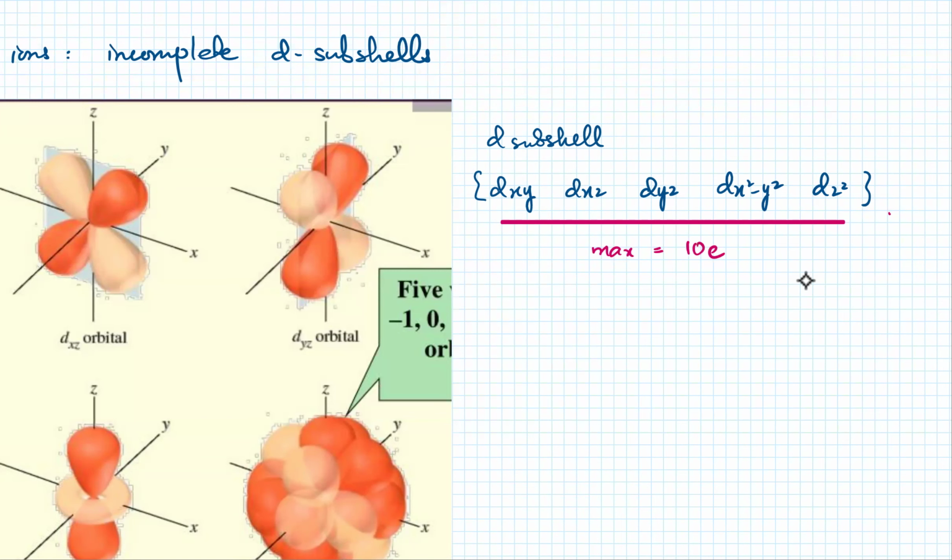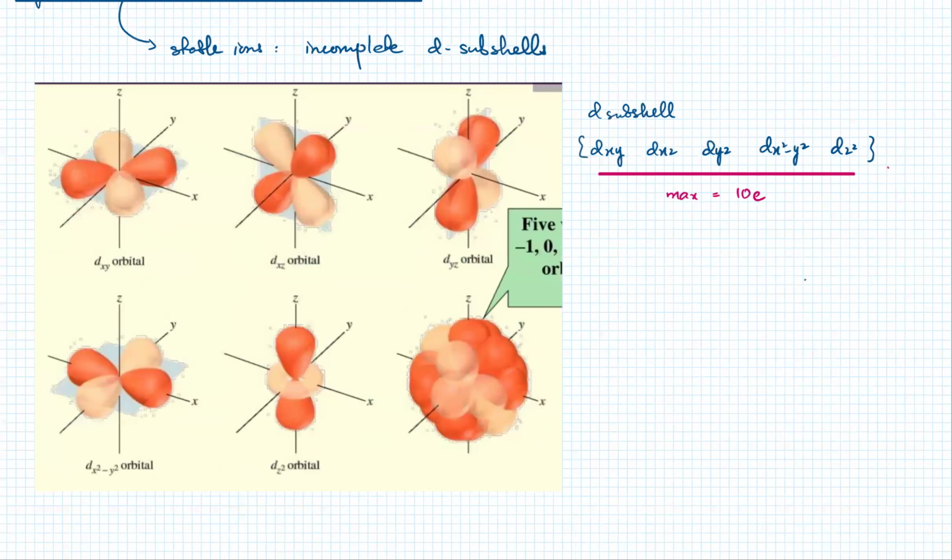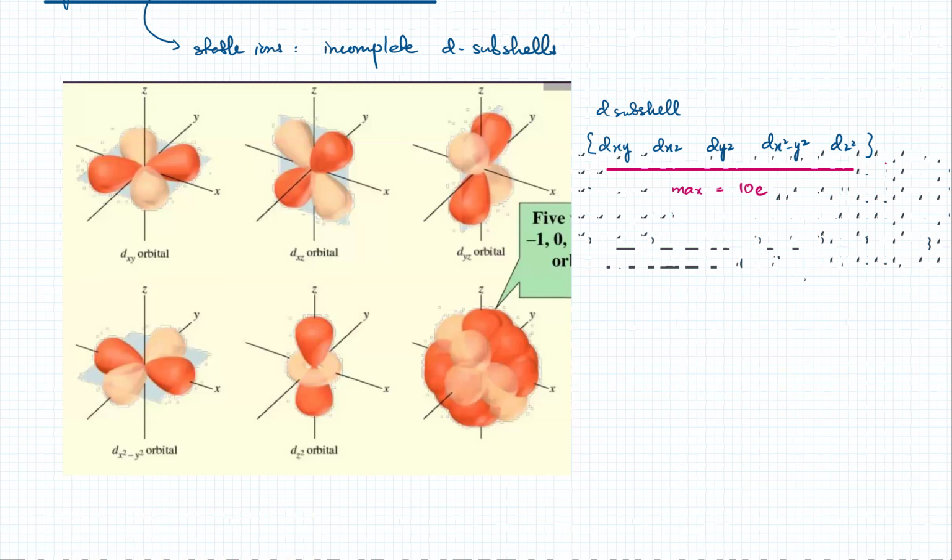Is this clear? Yes. F-, so maximum it can have 10 electrons.